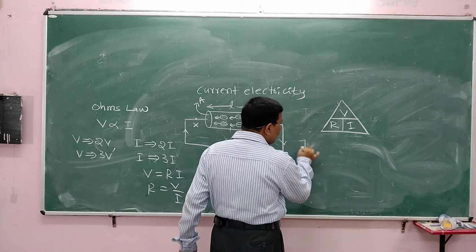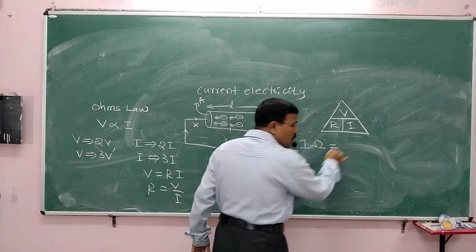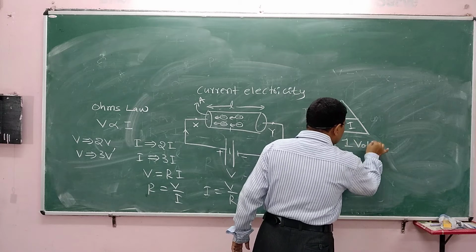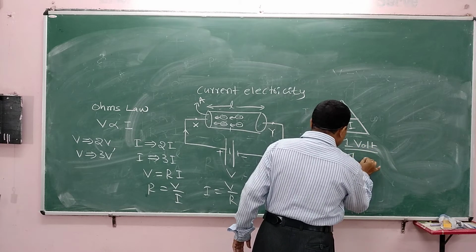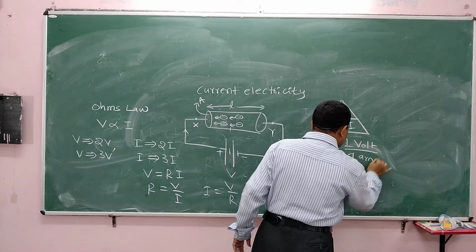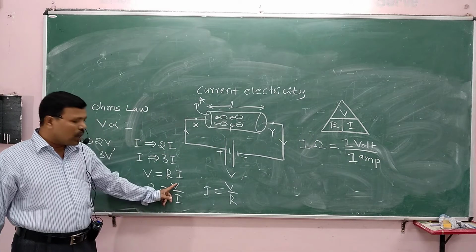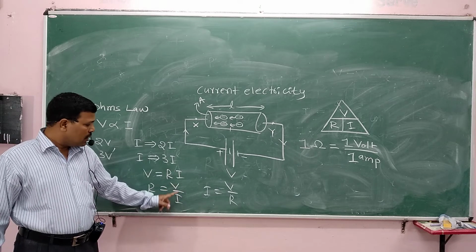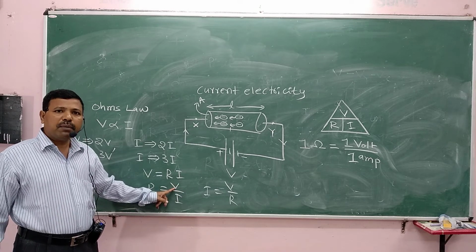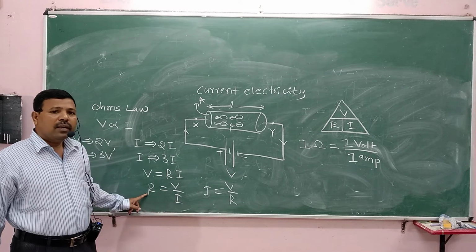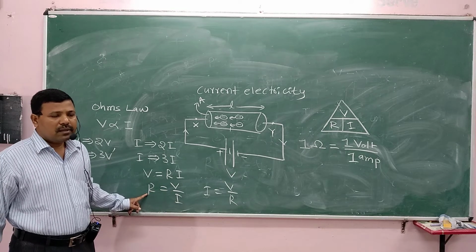Resistance is measured in ohm in the SI system. 1 ohm is equal to 1 volt divided by 1 ampere. Volt is the SI unit of potential difference. Ampere is the SI unit of current. Ohm is the SI unit of resistance.